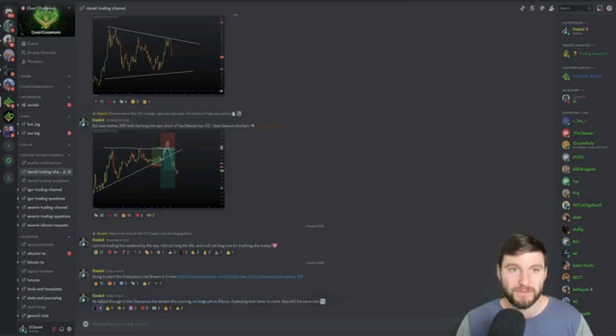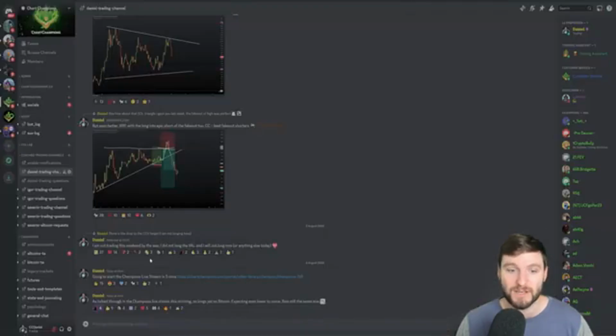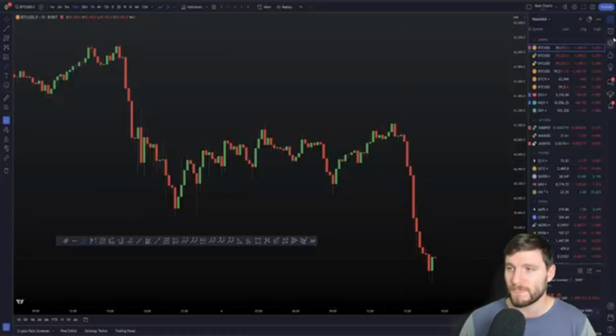Just like when we had that fake out of the triangle, we come down to the CCV target, right? But that CCV target was not a long trade for me. I did not long as we hit that target. I did not long the value area low. I did not long anything else yesterday, and the same today. I've still not taken a long trade here.